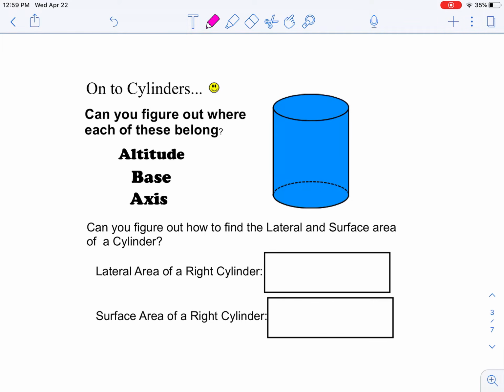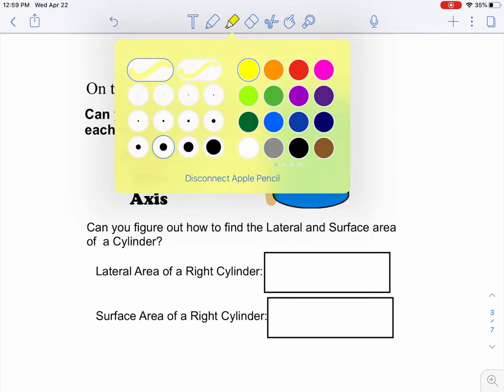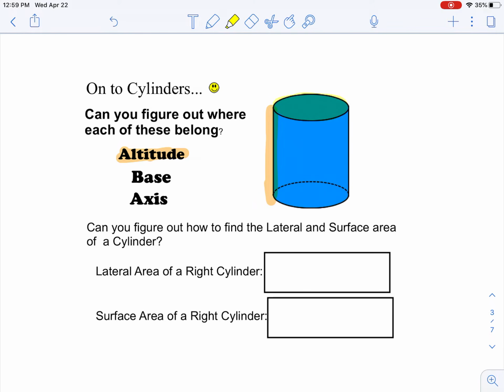Can you figure out where each of these belong? So altitude. Altitude is another word for height. So this is your altitude right here. It connects the two bases. Base, those are the two bases right there. There's one right here and one right here. I can color both. And then the axis goes from the center of one of the circles to the center of the other circle. So the axis has the same measure as the altitude or the height.